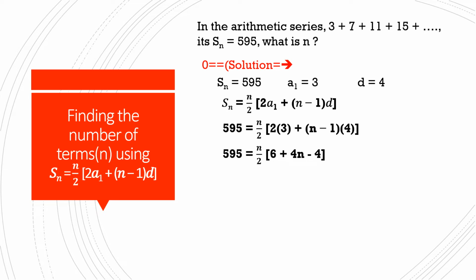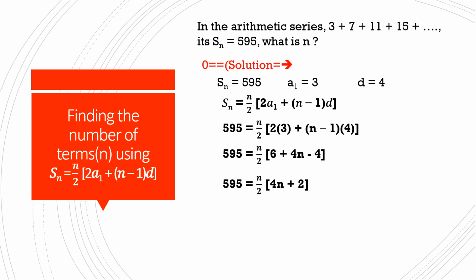And then next here, we are going to combine the terms, which is the 6 and the negative 4. So 6 minus 4 is equal to 2. So this will become 4n plus 2. Okay. So in this expression here, the 4n plus 2 can be divided by 2.